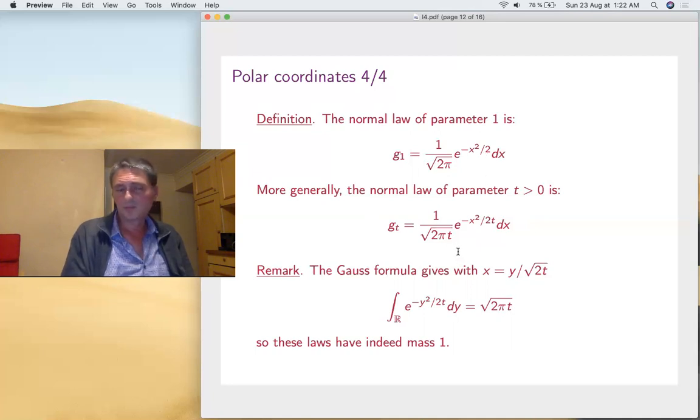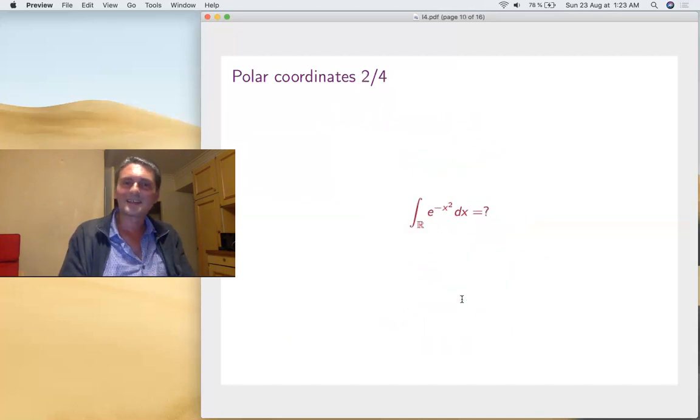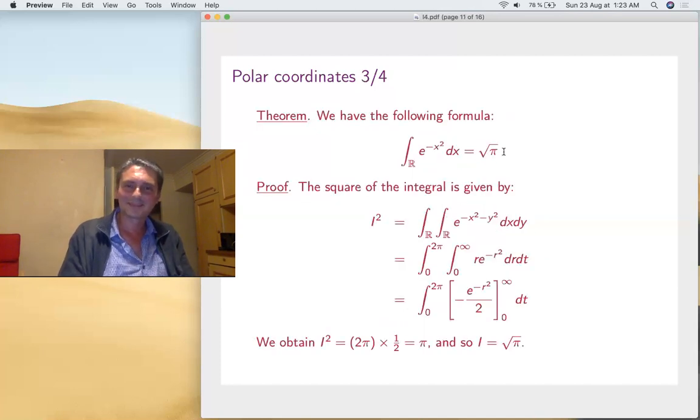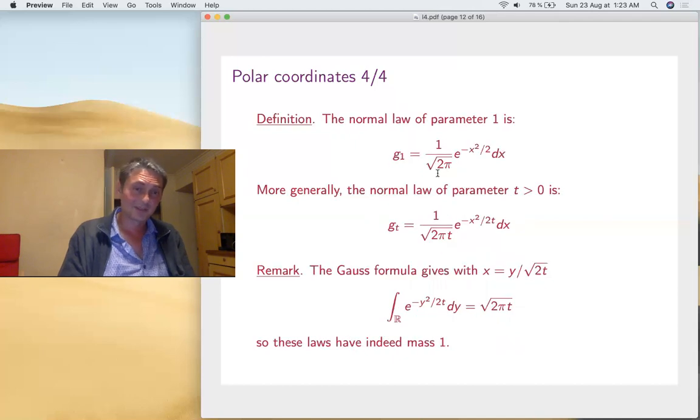Okay, so same for Gaussian law of parameter t. I mean, everything comes from this Gauss formula. We need this thing here, I mean, the formula, in order to guess the coefficients. So this you can do probability theory. So it is quite fun.